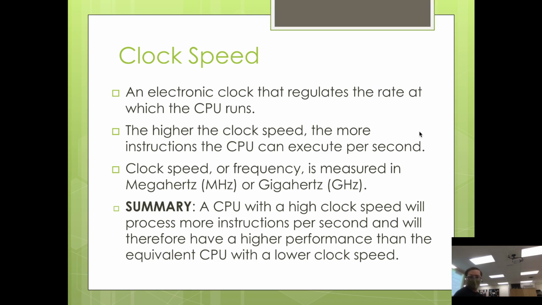So, in general, the higher the clock speed of the CPU, the more stuff you can do every second, the higher performance your processor is going to be, right? Which also means the more expensive it's going to be. It's not the only factor, but it's certainly a factor.